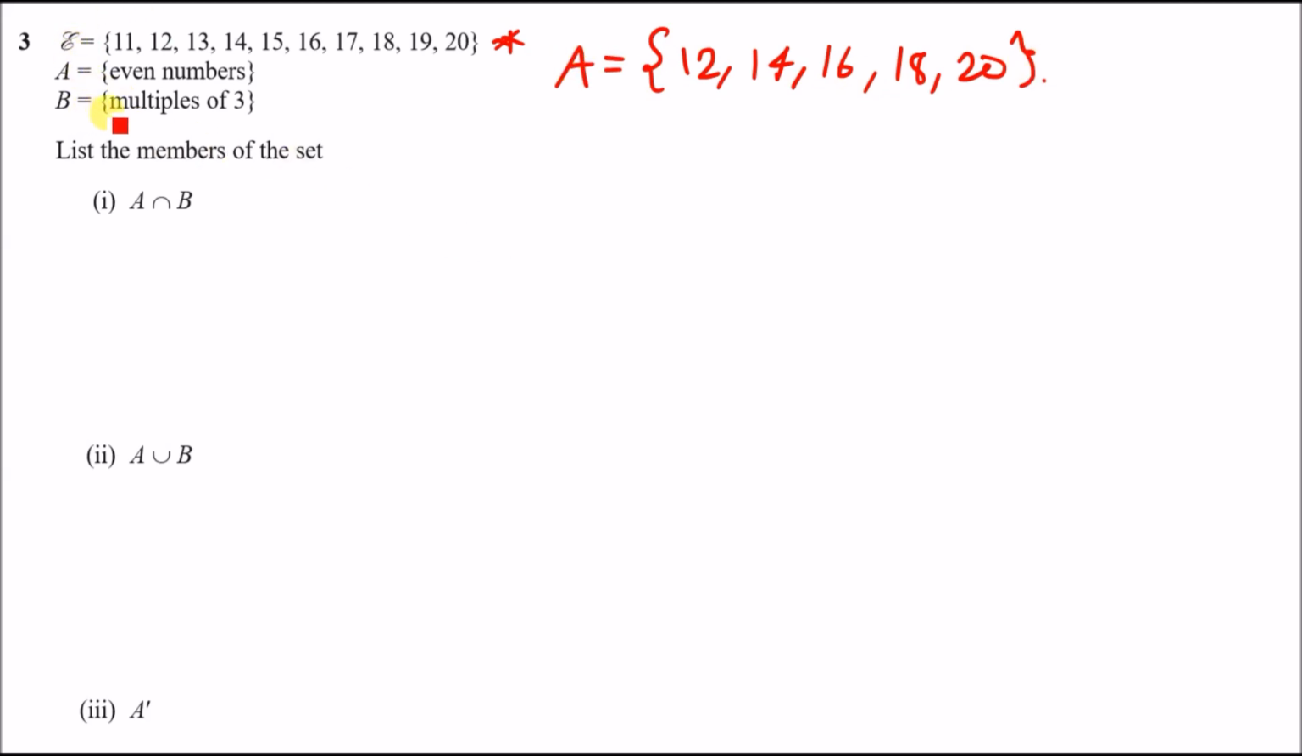Now set B are all multiples of 3, in other words, the 3 times table. So going from the 3 times tables of our entire set, we can say we got a 12, a 15, and an 18. So all of this fits the 3 times tables.